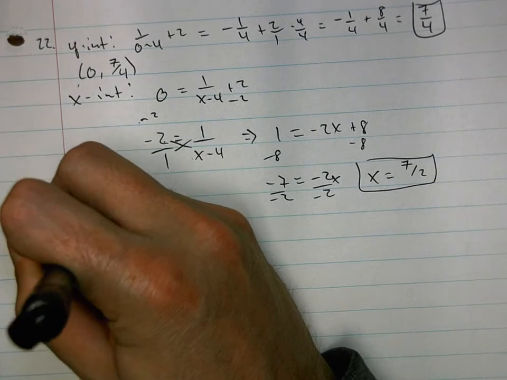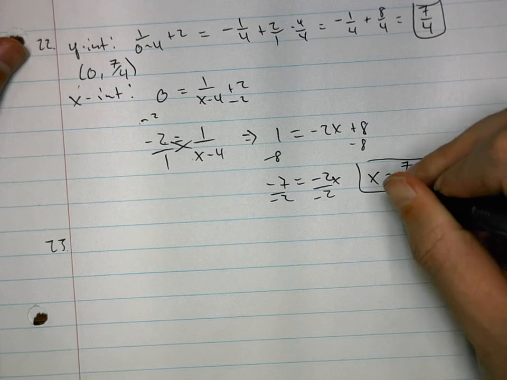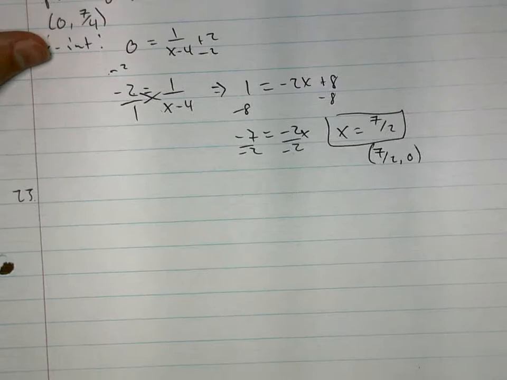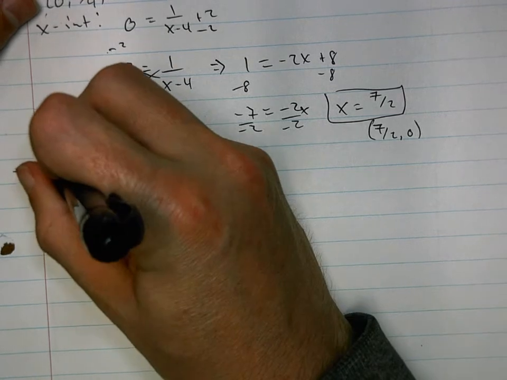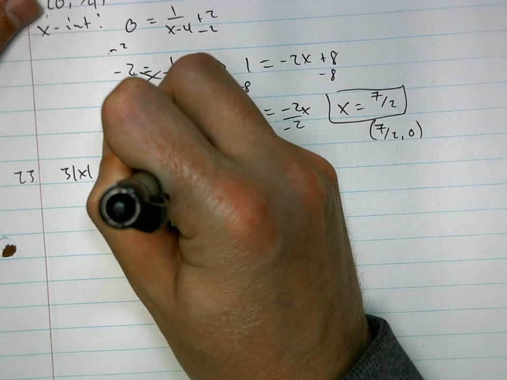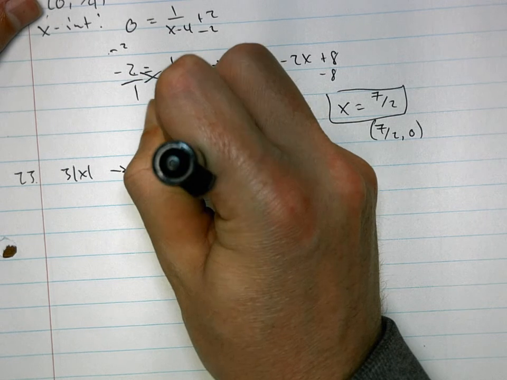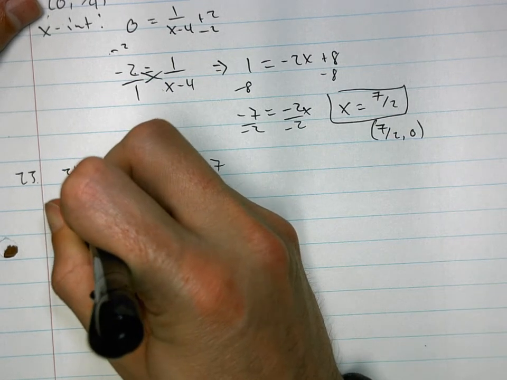Oh, so our x-intercept is 7/2, 0. Let's make sure we answer that correctly. 23. Given the function, so from 3 absolute value of x to 3 absolute value of x plus 4 minus 7, all you got to say is it shifted left 4, down 7.